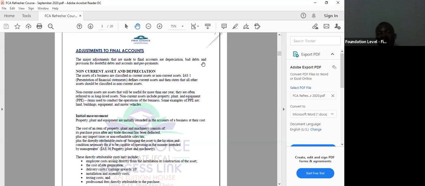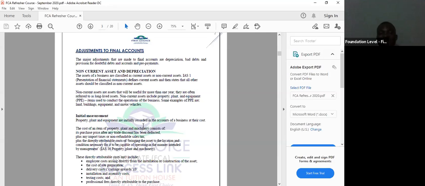So it means that the ledger balances that we have are good, but there's still something that we need to adjust to reflect some figures, to reflect some transactions. These adjustments are basically four, five: depreciation; bad debt and provision for doubtful debt; also accrual and prepayment. These are the adjustments that we need.